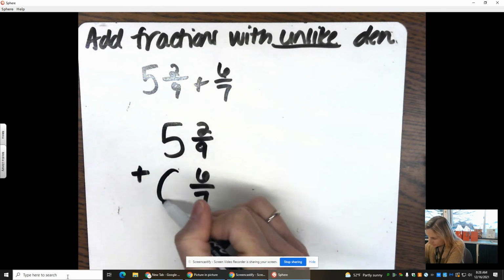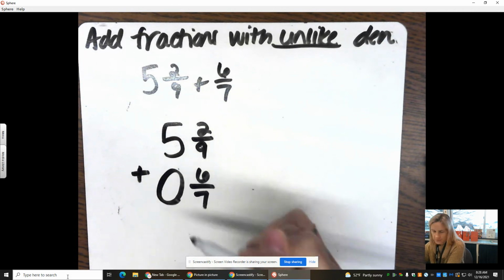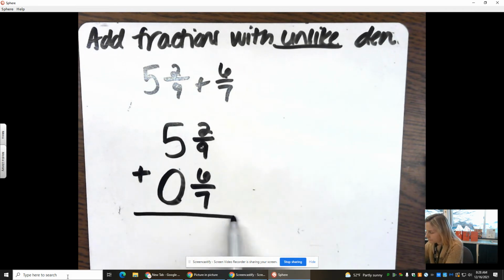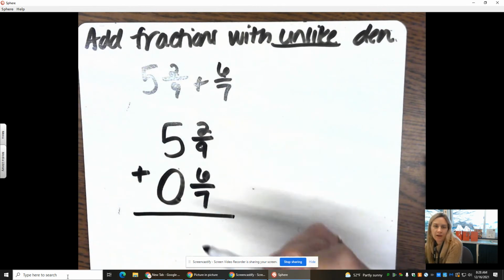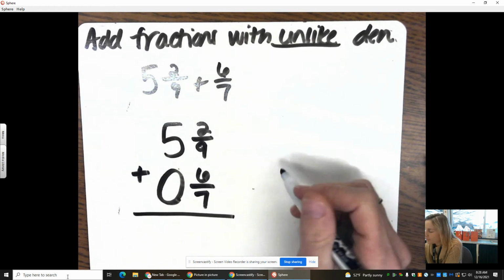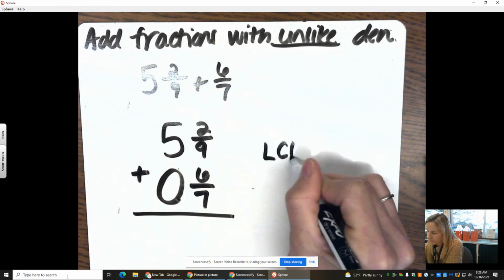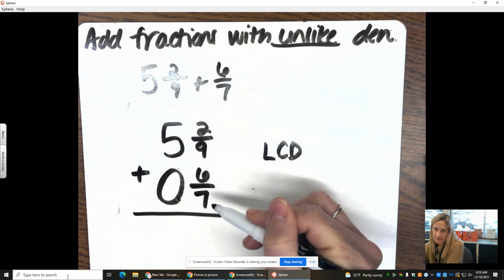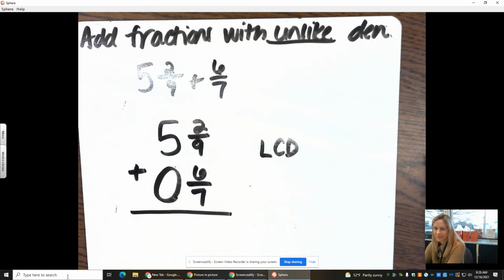It's as if 0 is my whole number here. If you would like to hold the place value, you can. When I look at my denominators, I notice they are not the same, so I know I have to do a little bit of work. We need to find the lowest common denominator by listing the multiples of 9 and 7. Whew, we're going to put in a little bit of work right now.